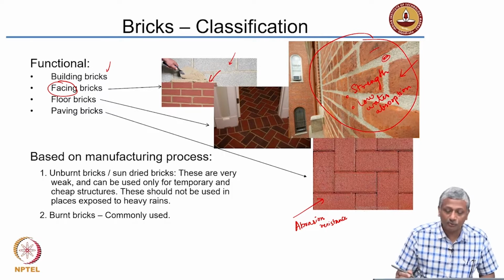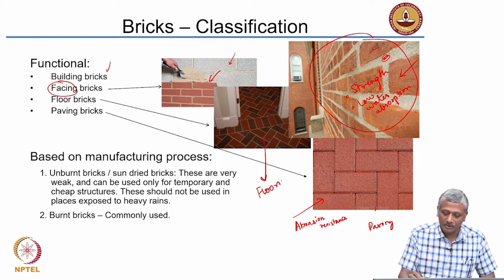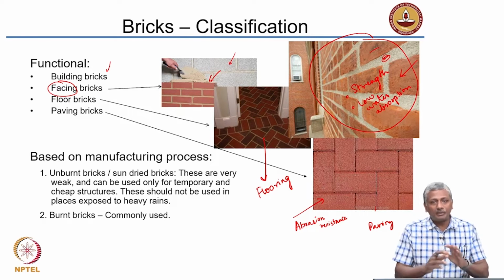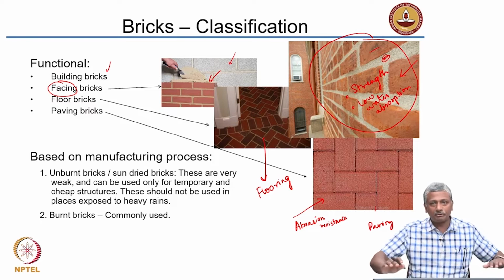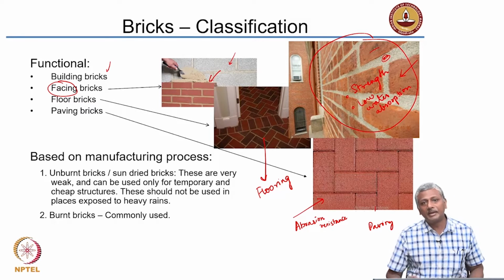So, there are two types of flooring bricks that I have shown here. These are paving, they are used in outdoor conditions for paving, and these are flooring which are used in indoor conditions. Okay. Flooring and paving bricks are both basically bricks that are laid out on the floor. When it is interior, we call them flooring bricks, when it is exterior, we call them paving bricks.